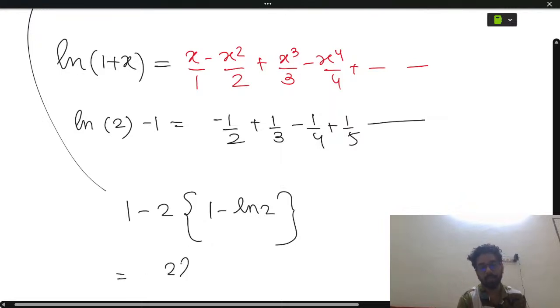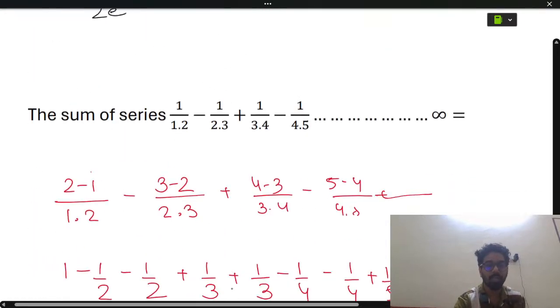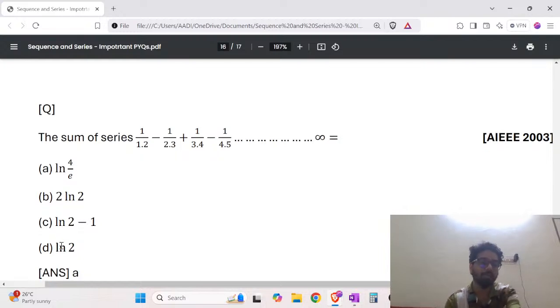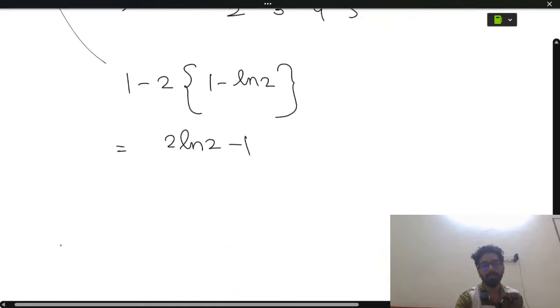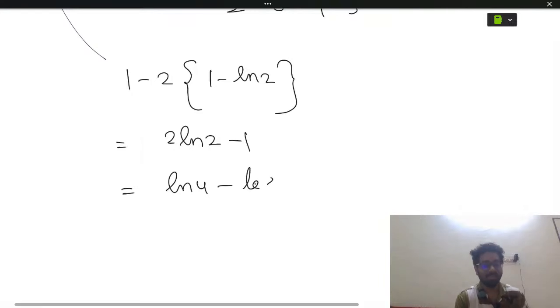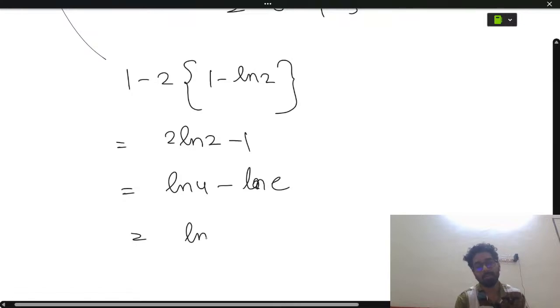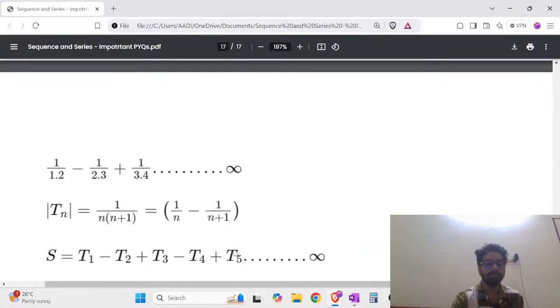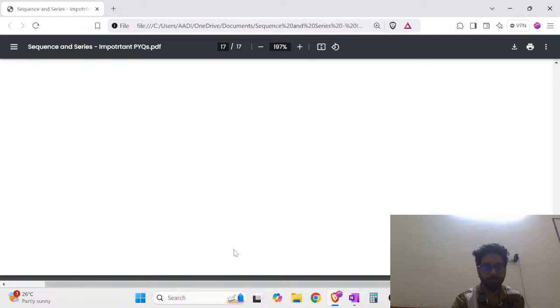So if we will solve this, we will be having 2 ln 2 and 1 minus 2 is minus 1, so ln 4 minus 1. Let's see, do we have the options? Yeah, option number A is the same thing, ln 4 by E. So this is ln 4 and 1 is ln E, and property ln A minus ln B is ln A by B. Okay, so sometimes you will get the answer, but you have to answer in the expected form of examiner.